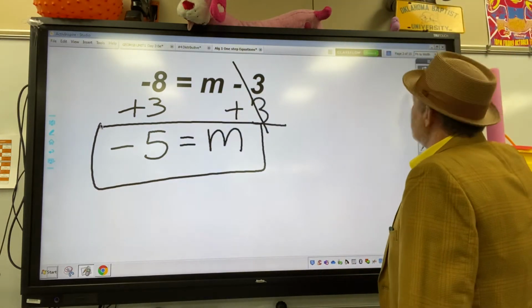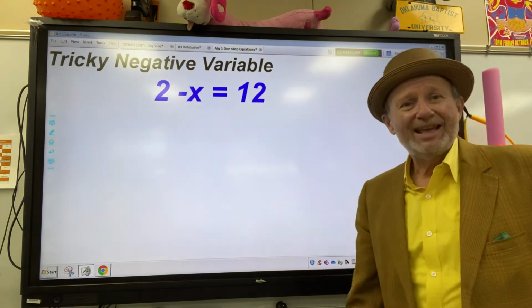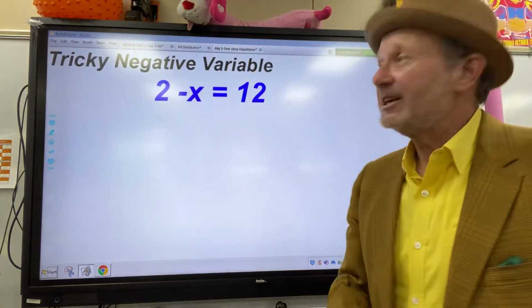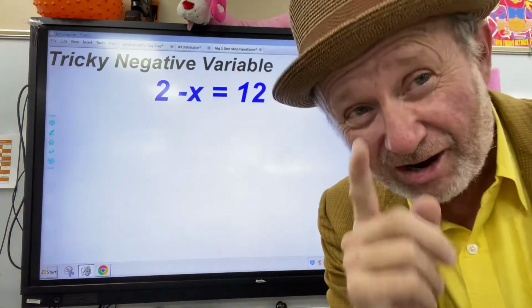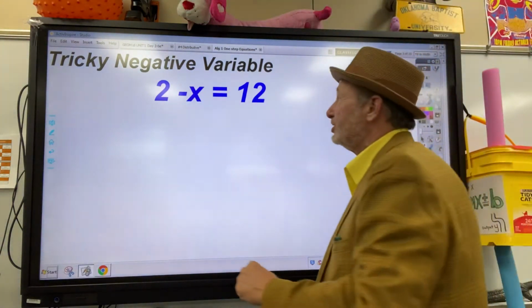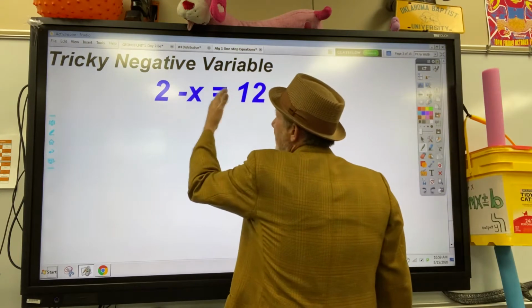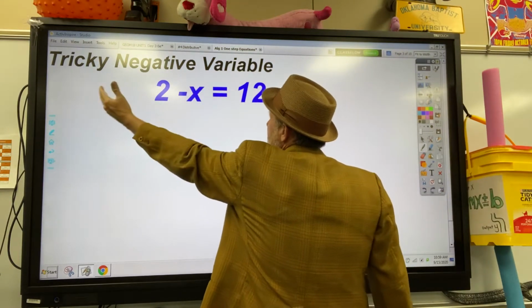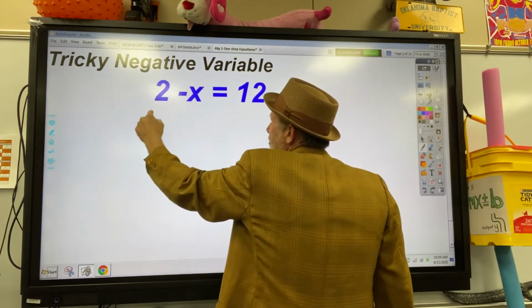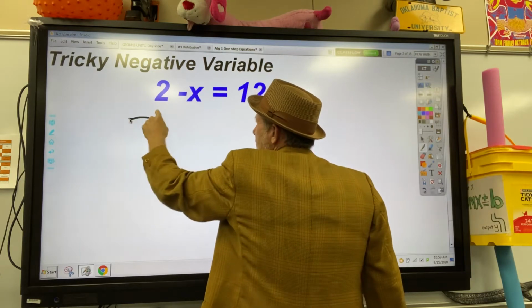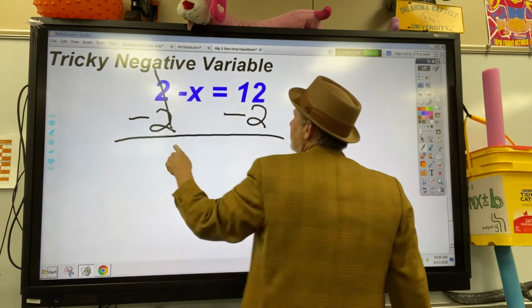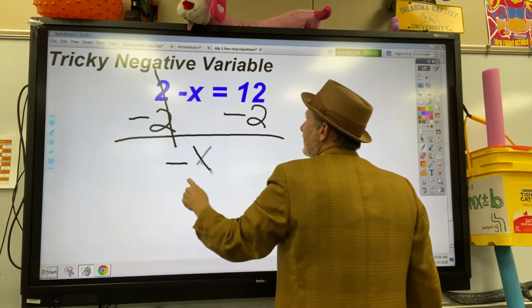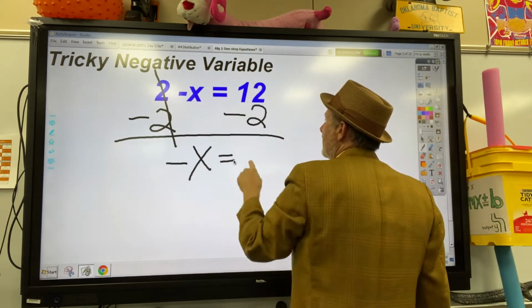All right, moving along. Here's my next one. Now, this one's a little tricky because it's got a negative variable, and we're going to have to take care of that negative at the very end. So watch what we do. Equal sign, variable side, get rid of what's farthest to closest to the variable. Well, I've got a positive 2, so I'm going to write negative 2 underneath. That cancels out. I get negative x equals 12 minus 2, which is 10.